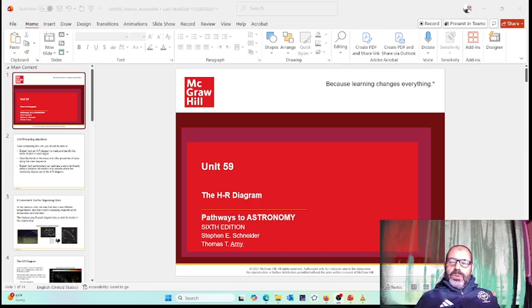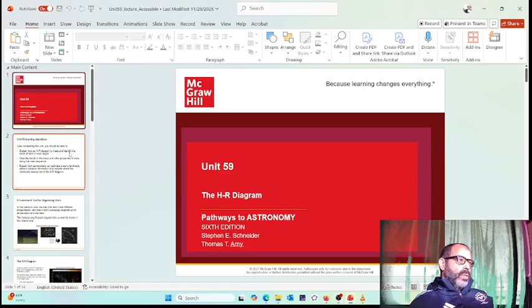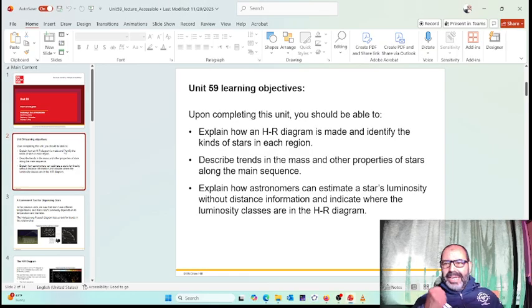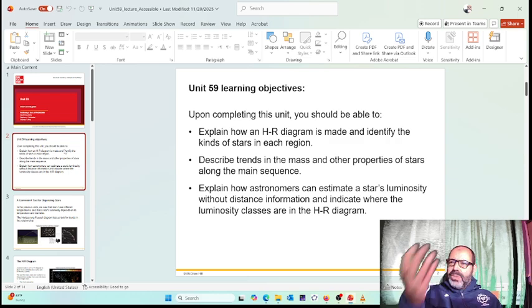Unit 59 talks about basically the HR diagram. And this is actually a very, very important tool that astronomers use. Remember, leading up to this unit, we were using all kinds of techniques trying to find the size of the stars, the temperature of the stars, using Wien's law through spectroscopy, using the luminosity of the star, the brightness of the star, the mass of the star.